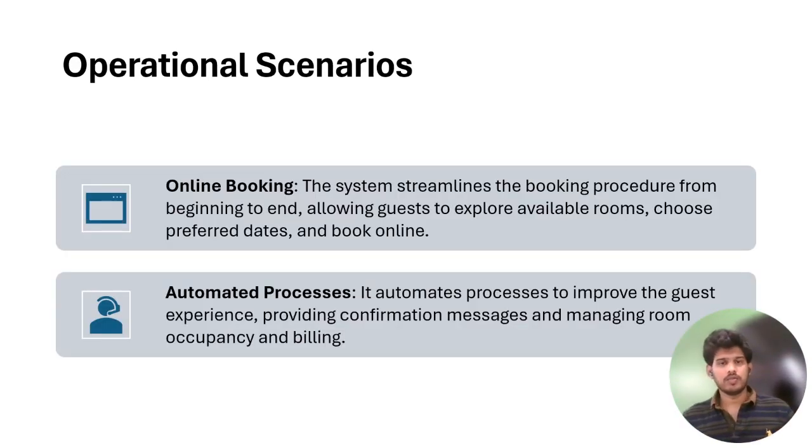So, what are the operation scenarios? The system allows guests to make online bookings from beginning to end. They can explore available rooms, choose dates and book them. This will be updated in the database and notified to the hotel management so that they can arrange a seamless experience for the guests. Billing is automated according to the number of days they have stayed in the hotel and the type of room they have stayed in. I'll show you the structure of the database in the upcoming slides.